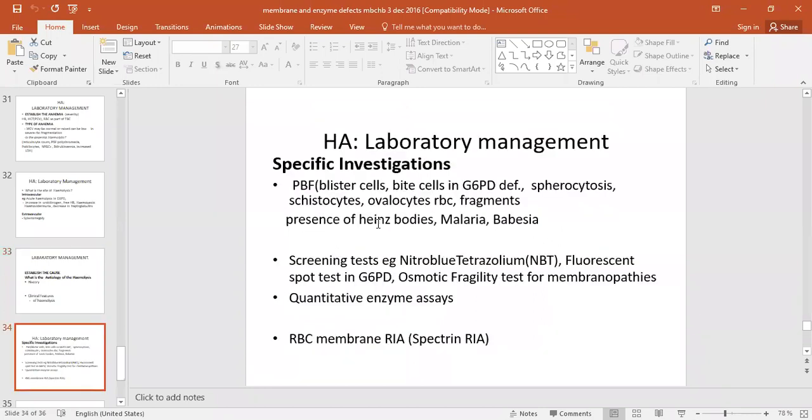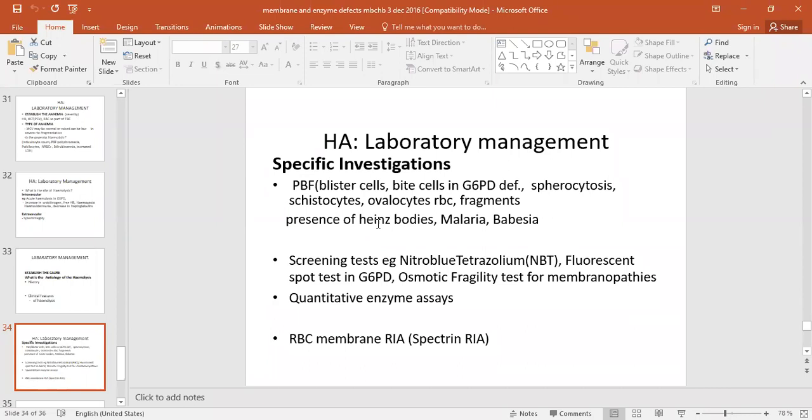cause. Then finally, you may want to look at specific investigations where you do a peripheral blood film, and the peripheral blood film would look at various characteristics of the cell. You may see blister cells or bite cells, cells that look like they're eaten, bitten by the side, and so you see dents on the red cell. You don't see a uniform red cell, and that has been seen in G6PD. You'll also see cells that we describe as spherocytes or ovalocytes or elliptocytes. You'll also see red cell fragments. We call them schistocytes, okay?